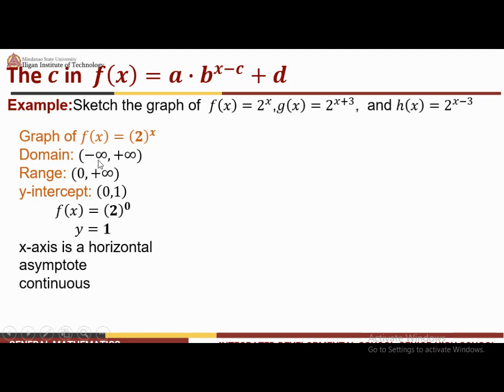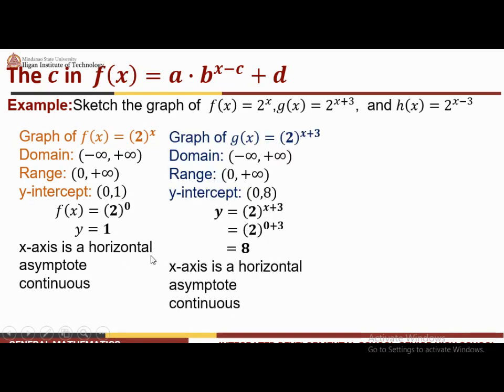So, yung domain is just the set of all real numbers. For the range, we have 0 to positive infinity, na ito na siya, ay na-solve na natin a while ago. We have the y-intercept na 0, 1, we have the x-axis which is horizontal asymptote and it is continuous. Pero ito, kung titingnan natin, ang domain niya ay kahit anong values ng x dito, it will still result to the set of real numbers.